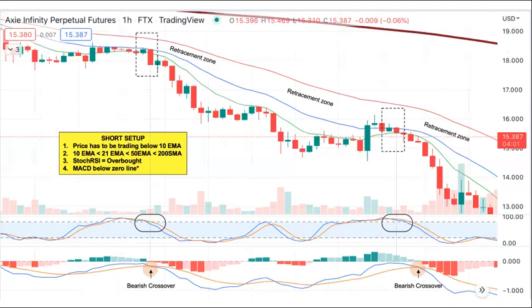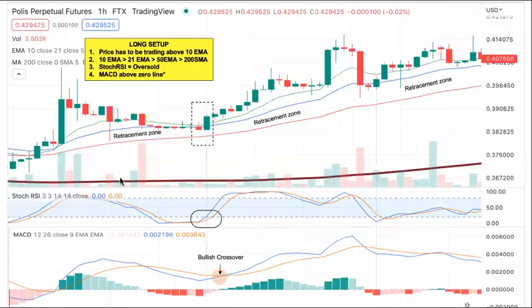All my strategies. Let me give you another example. Same thing here, this is a long setup. The 10 EMA is above the 21 EMA, the 21 EMA is above the 50, and all three are above the 200 MA. So I'll wait for the price to come down to the retracement zone and see whether there's a bullish engulfing pattern. If there is, I look at the stochastic RSI. If it's going up, good, but not good enough. I want to wait for a bullish crossover to be triple confirmed that the price is going up. Then I will enter.